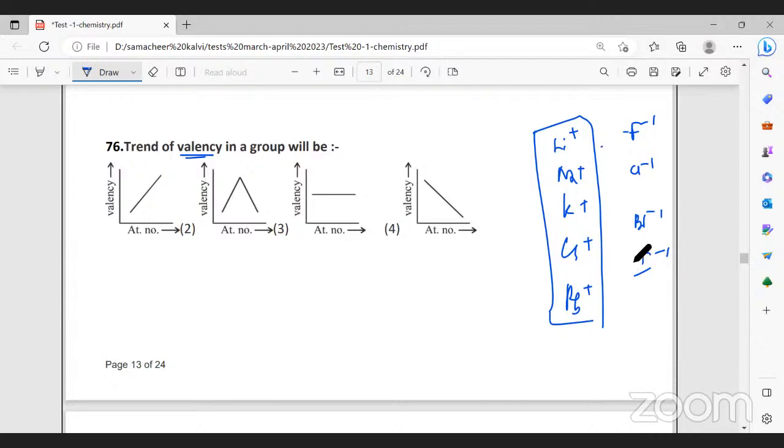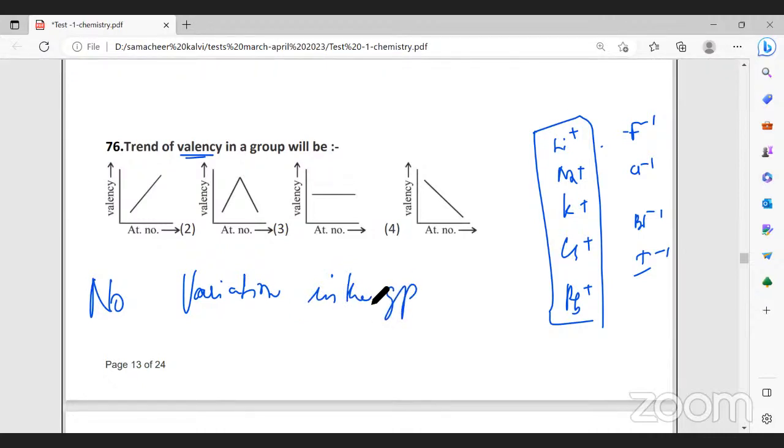So in the group, there won't be any variation. Across the period, there may be variation in the valencies, but in the group, valency will not vary; it will remain the same. Therefore, the answer for this is option 3. Valency and atomic number: you can see there is no variation, it remains the same.